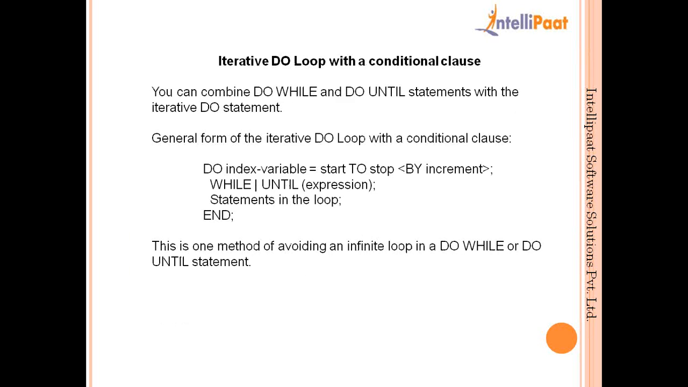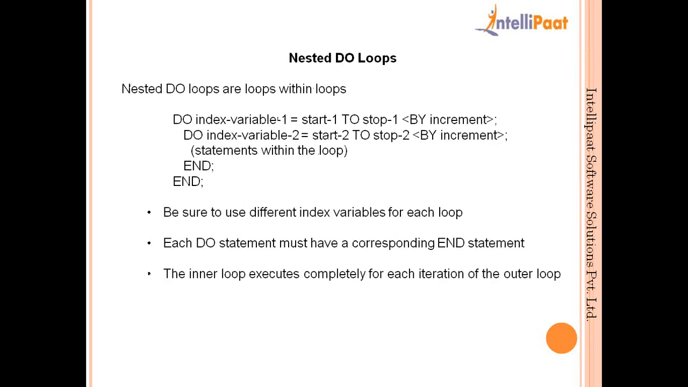Now, the iterative do loop with the conditional clause. You can combine do while or do until statements with the iterative do statement. The general form of the iterative do loop with the condition clause is given in the syntax here: do index variable equals start to stop, by the increment, and you mention while or until expression, then the statements in the loop. This is one method of avoiding an infinite loop in the do while or do until statement, because those conditions may run infinitely.